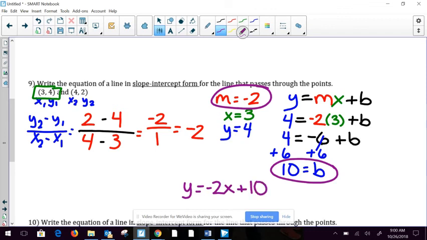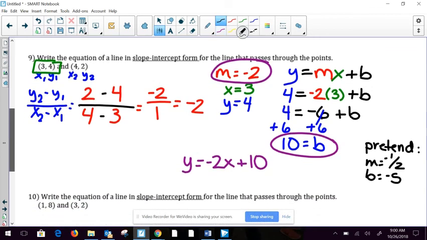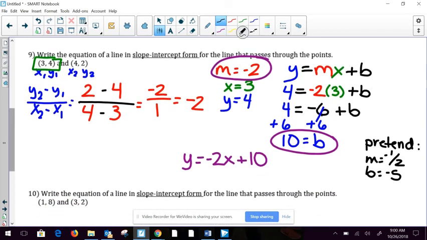The other thing we did not discuss is what happens if you have a negative b. So we're going to pretend for a minute. Pretend that you have a slope of -1 over 2 and you have a b of -5. The way I would substitute that in the equation, if that was what I ended up with, is y is equal to that -1 over 2. But now, because it's a -5, we would say -5.